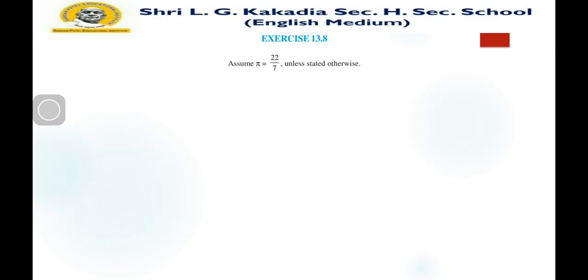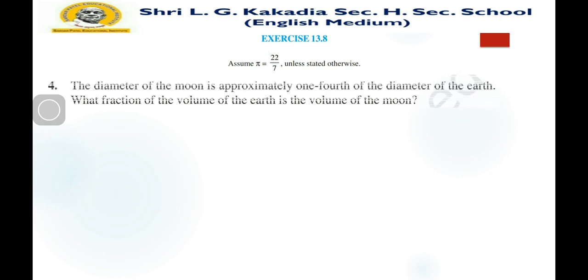Now let us solve exercise number 13.8. Assume pi is equal to 22 by 7 unless stated otherwise. If the value of pi is stated, then we take the value as given, and if the value is not given, then we take the value of pi as 22 by 7. So first we solve example number 4. The diameter of the moon is approximately 1/4 of the diameter of the earth. What fraction of the volume of the earth is the volume of the moon?